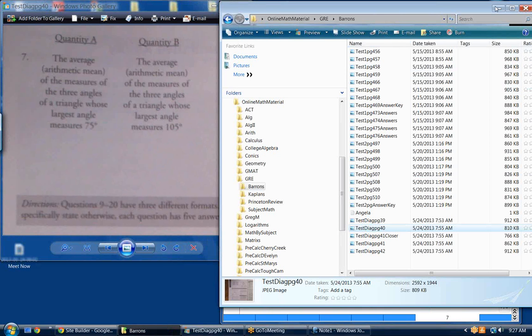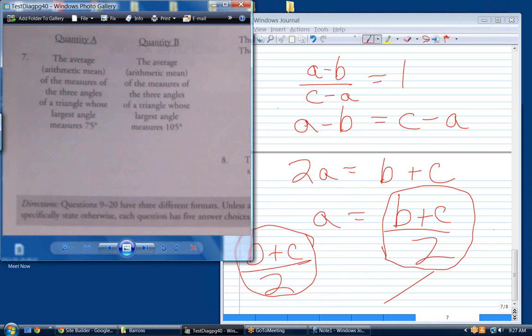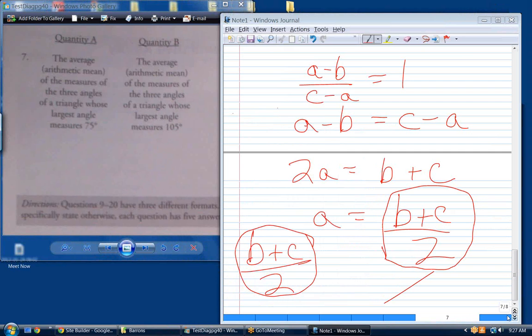Apologize for the quality of this page. Well, that's okay, because I can see it fine. My hand must have not been quite as still.